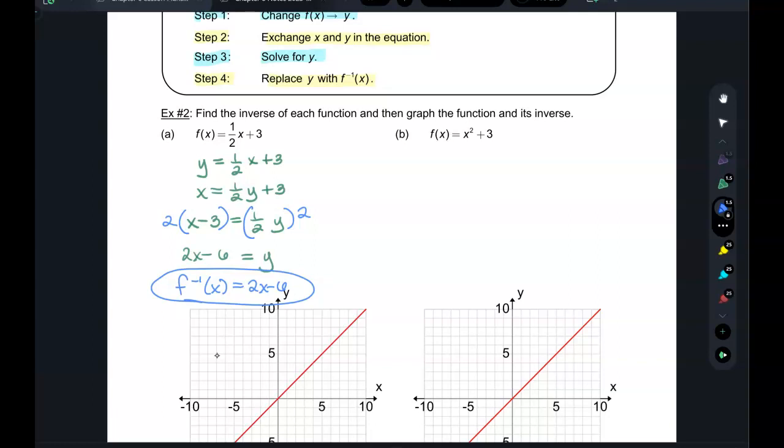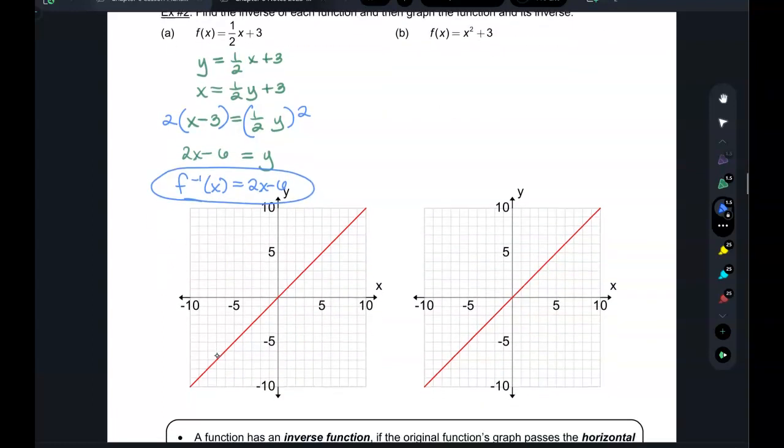Okay, so next we want to graph the function and its inverse. This is how we can check to make sure that we got the right equation. So let's start with the first one. F of x equals 1/2 x plus 3, or y equals 1/2 x plus 3.